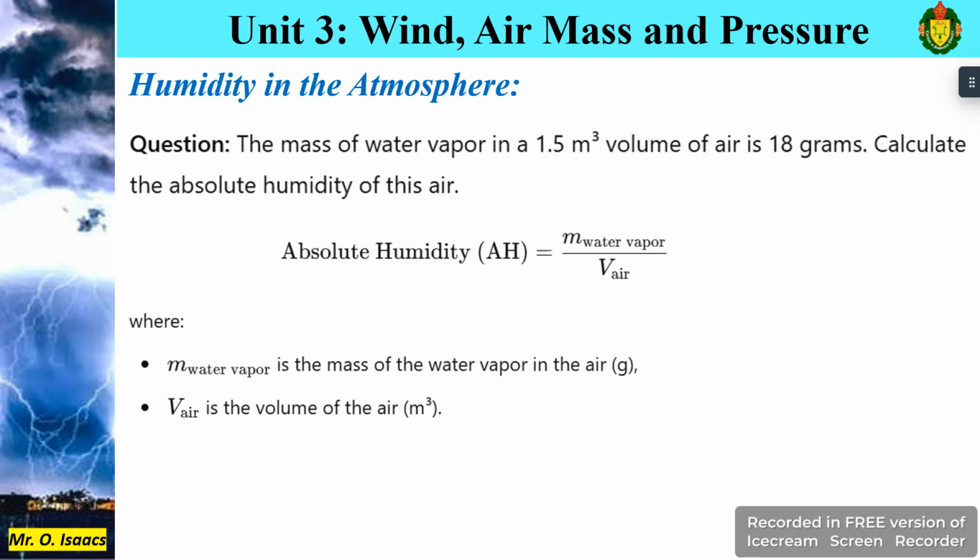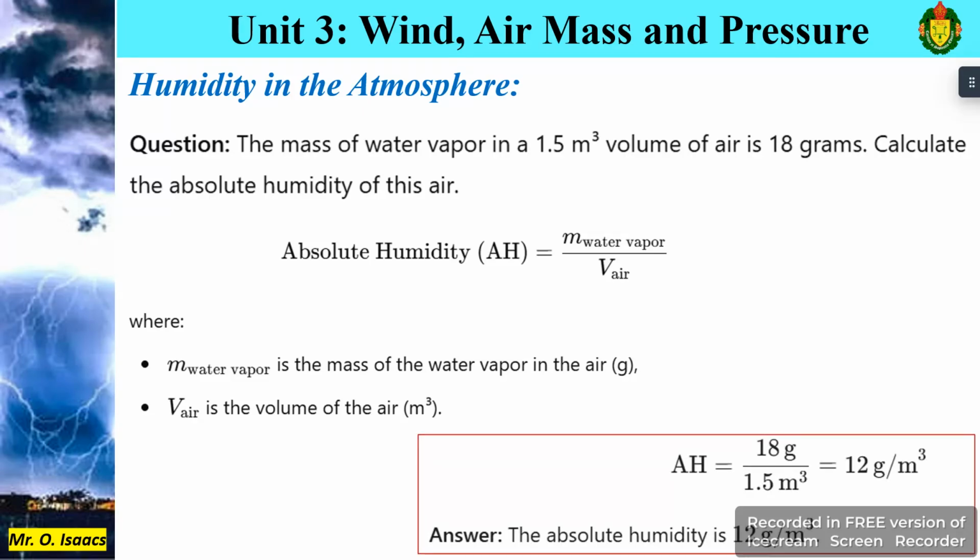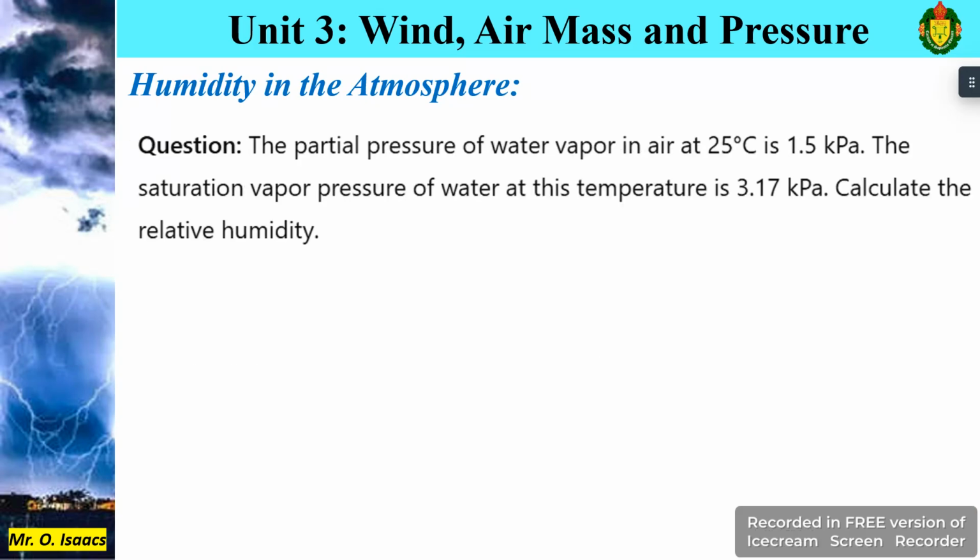So of course, we look at the formula, which says that for absolute humidity, we're going to have the mass of the water vapor in the air divided by the volume of the air. So in this case, it's going to be 18 grams divided by 1.5 cubic meters. And of course, we're going to be left with 12 grams per cubic meter. So this is the raw data in terms of the saturation state or the humidity of the atmosphere.